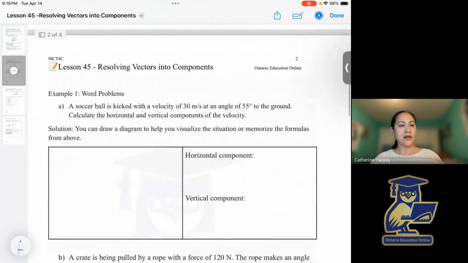So let's take a look at some examples. We have a word problem to start off. A soccer ball is kicked with a velocity of 30 meters per second at an angle of 55 degrees to the ground. Calculate the horizontal and vertical components.